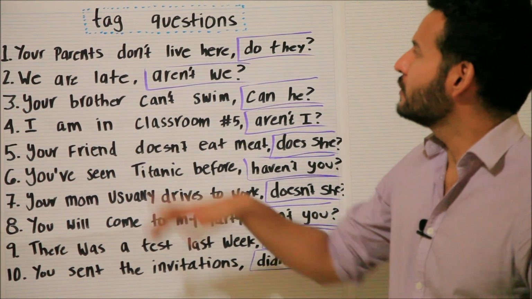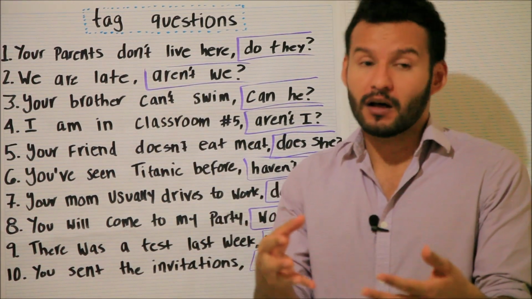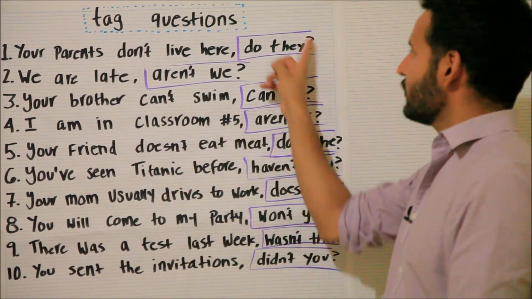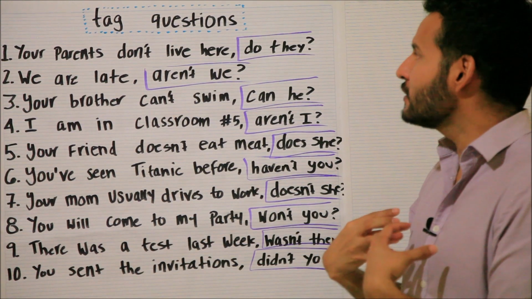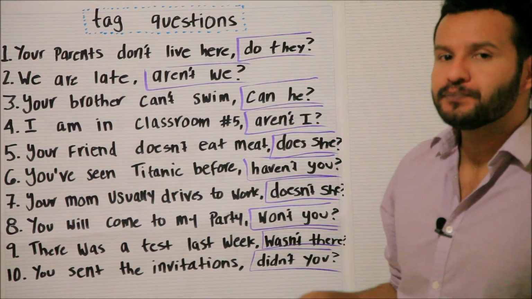So for example, your parents don't live here, do they? I think that your parents don't live here, but I want to check that I am correct. And I do that with a tag question, do they?